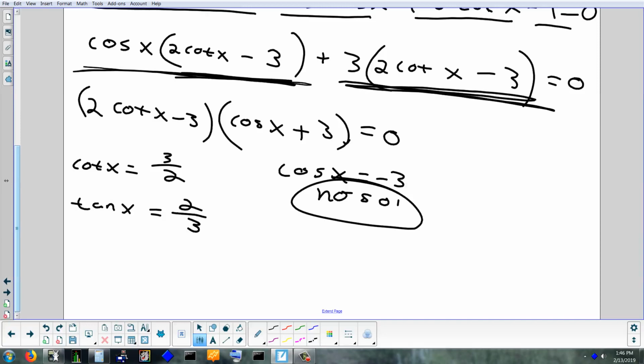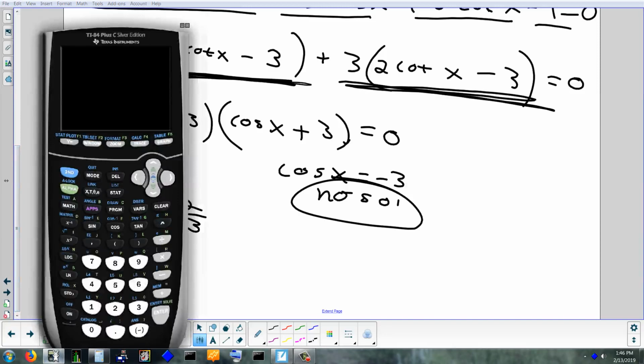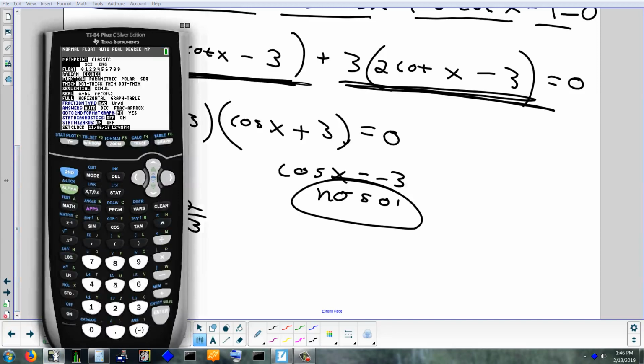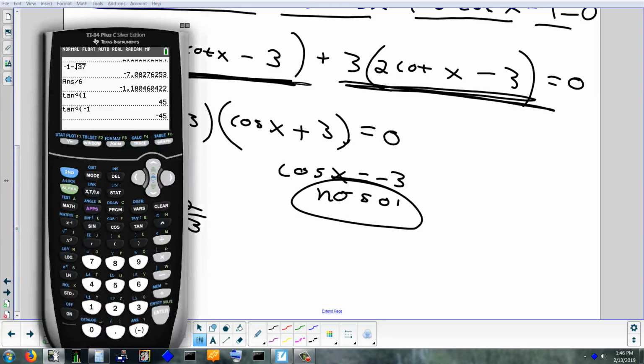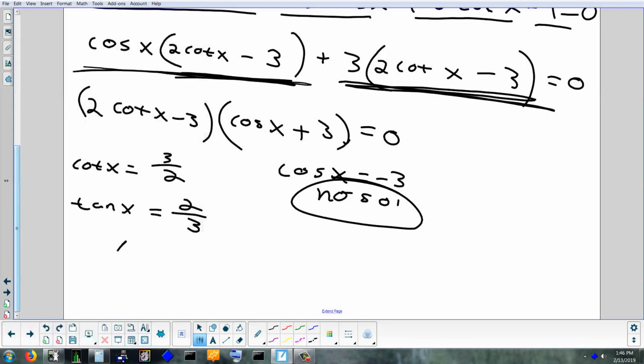What do I do on each side now to get rid of the tangent? Inverse tangent. So let's do the inverse tangent of 2/3. It's not going to be a nice answer, so I'm not going to do it in radians first. Inverse tangent of 2/3, 0.588.